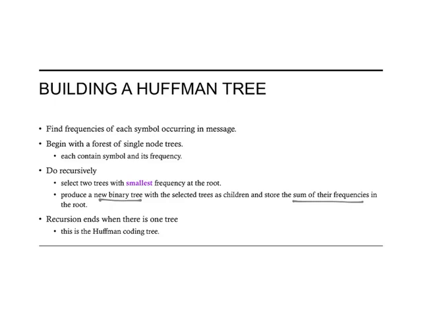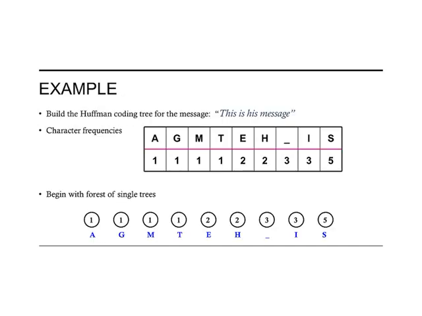And we will continue with this process until we have only one tree. And this is going to be actually the Huffman coding tree, and we will use it to get the codes. Let's suppose that we want to encode using Huffman codes a very simple message, this is his message. This is what we want to encode to illustrate the process.